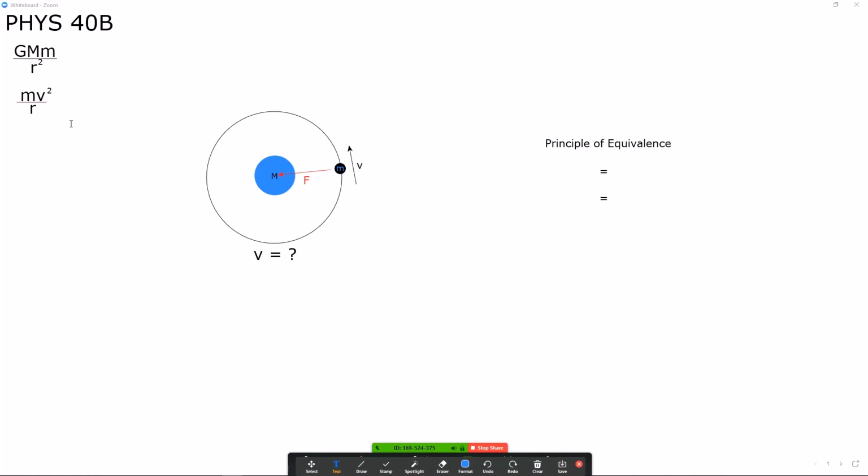The second equation probably looks pretty familiar as well. You might remember v squared over r as being one of the forms of centripetal acceleration, multiplying out by mass here so that it is centripetal force.